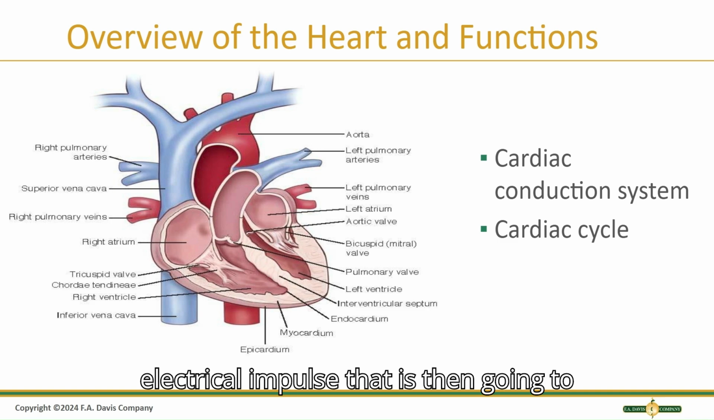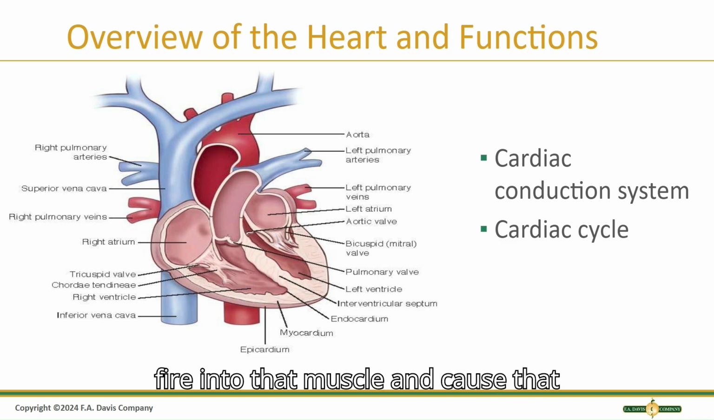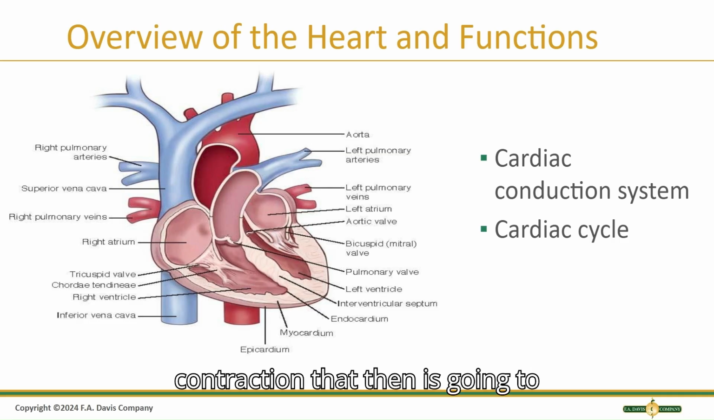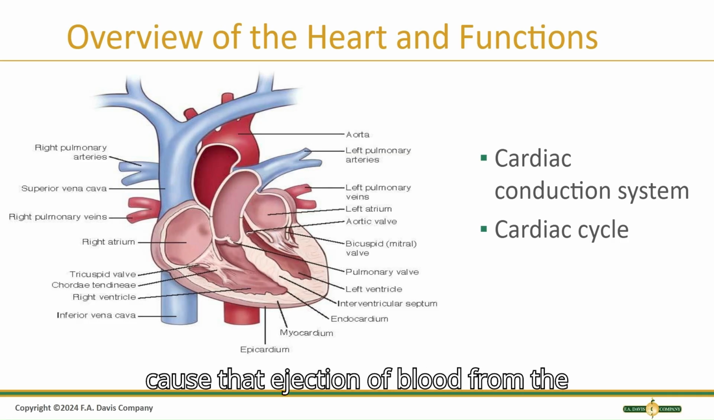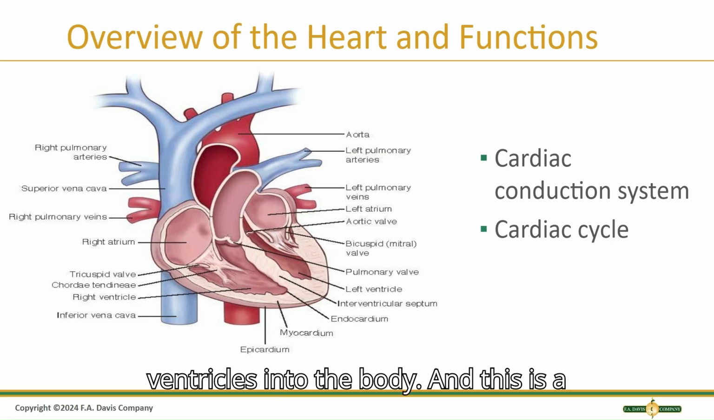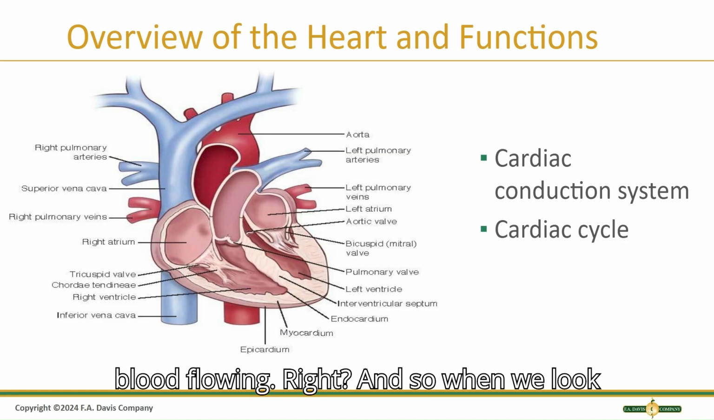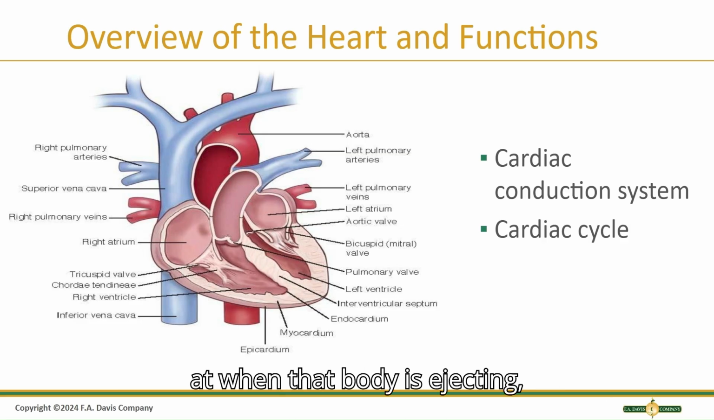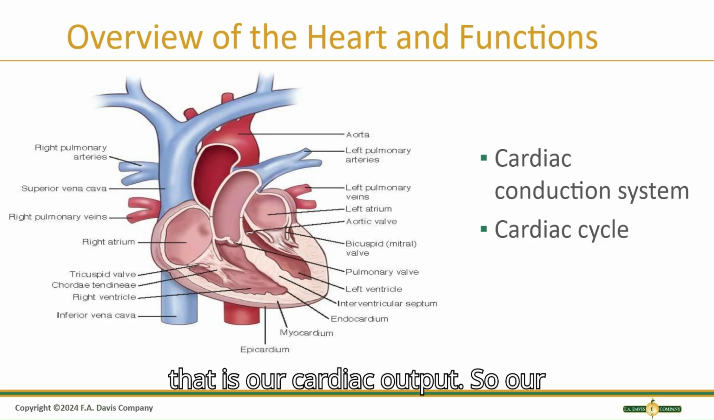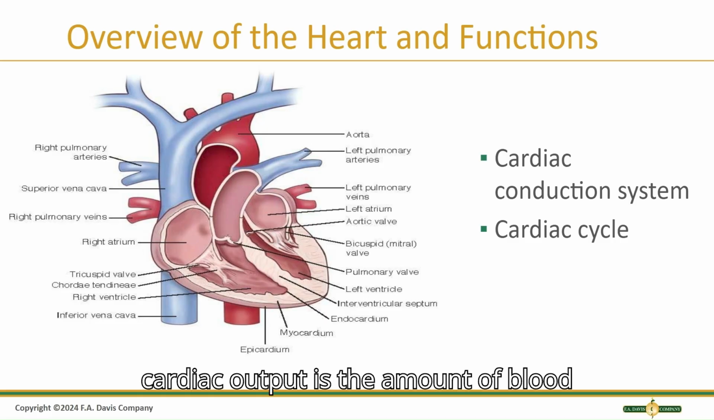When we look at our cardiac conduction system, we know that we have two parts of it. We have our electrical impulse that is then going to fire into that muscle and cause that contraction that then is going to cause that ejection of blood from the ventricles into the body. And this is a cycle that happens in tandem to keep our blood flowing.